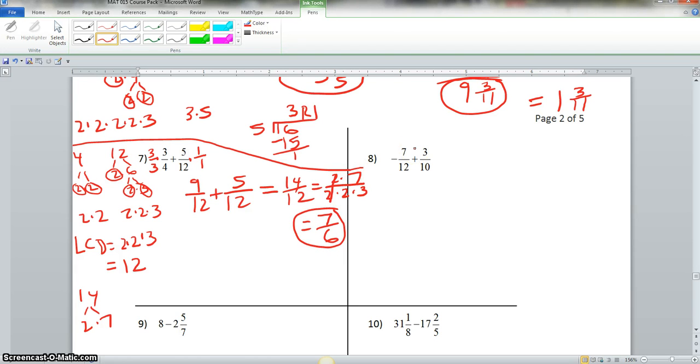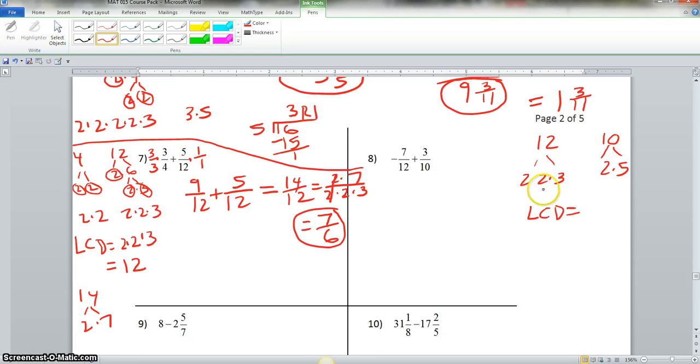Now we come here to number 8. Now, we have a negative and a positive, so we know we're going to end up subtracting. But first we need to find the least common denominator. Now we already know 12's prime factorization, which we wrote over here. It was 2 2's and the 3. Now 10's prime factorization is 2 and 5. So now we want to do the LCD.